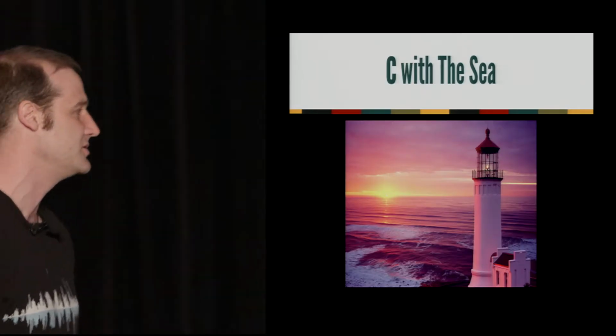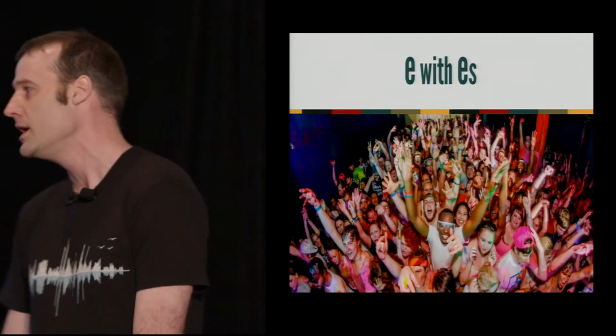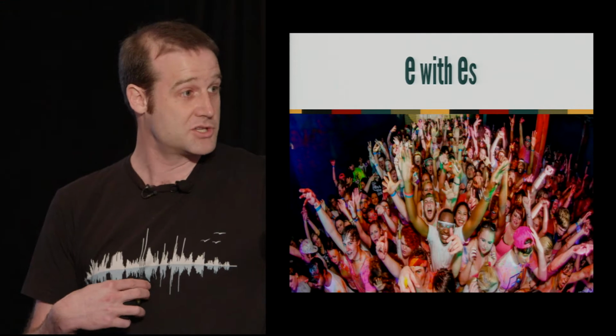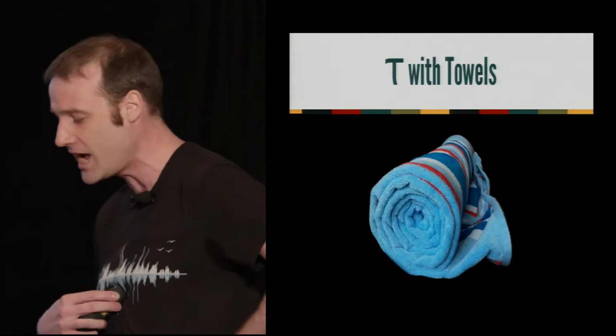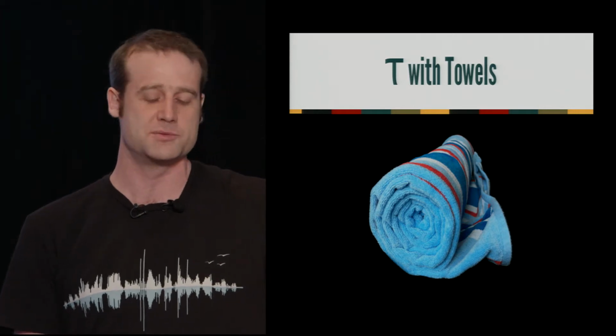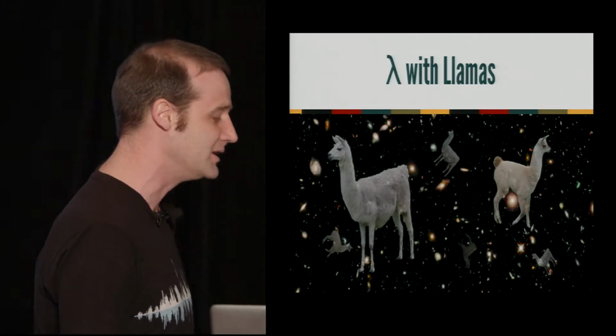So we have calculations of C using the C. There is, of course, E with E's. We should collaborate with your kitchen. We have tau with tau's, and of course some groundbreaking work with Einstein's cosmological constant, lambda with llamas.